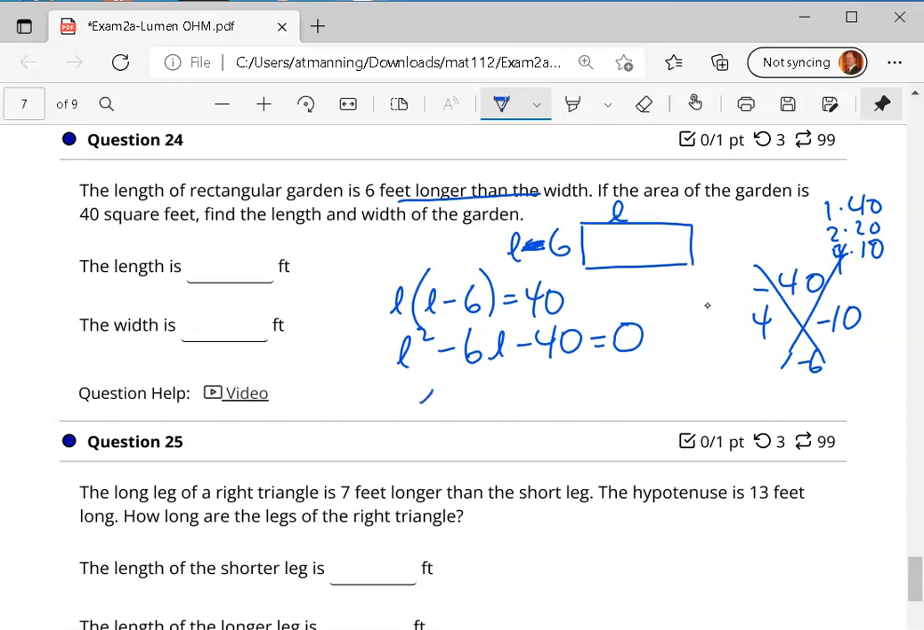So we can factor this to be L plus 4 times L minus 10. Well, a length of negative 4 would make that 0, but that doesn't make any sense. But a length of 10 looks like it will give us an answer. Let's just see. Length 10 times 10 minus 6, 4, gives us area 40. So length is 10, width is 10 minus 6, 4. So there, I could have used the quadratic, but I decided, let's just see if I can factor that. And it came out a little easier.